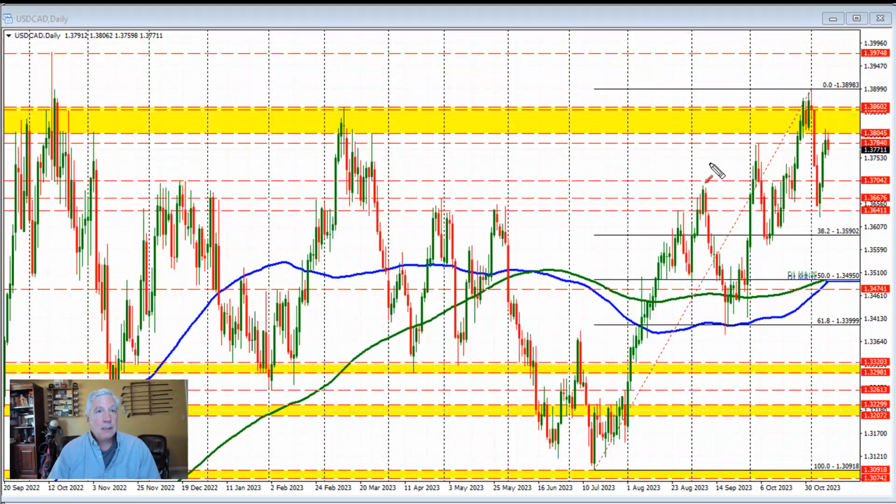I'm going to take a deep dive into the dollar versus Canada from a technical perspective in this Forex quick look. So let's get started. All right, let's take a look at the daily chart to start off with.